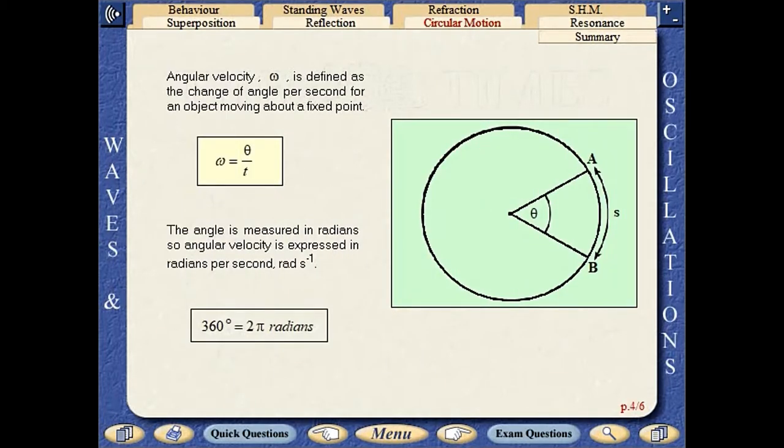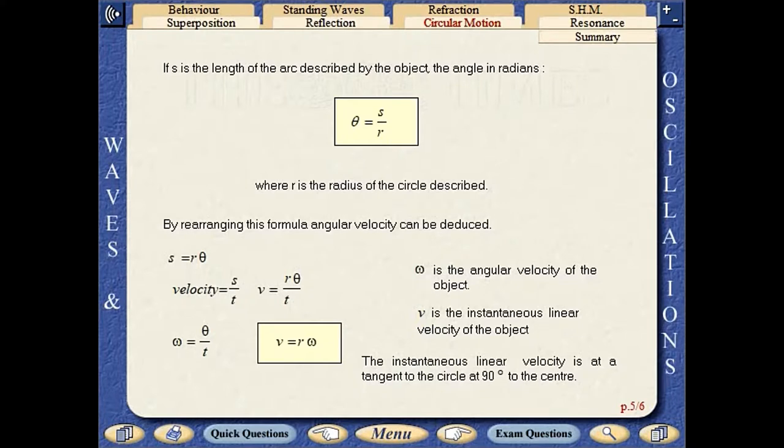Angular speed is defined as the change of angle per second for an object moving about a fixed point. The angle is measured in radians, so angular speed is expressed in radians per second. If s is the length of the arc described by the object, the angle in radians is given as theta equals s over r, where r is the radius of the circle described. By rearranging this formula as shown below, angular velocity can be deduced. The instantaneous linear velocity is at a tangent to the circle, at 90 degrees to the radius.